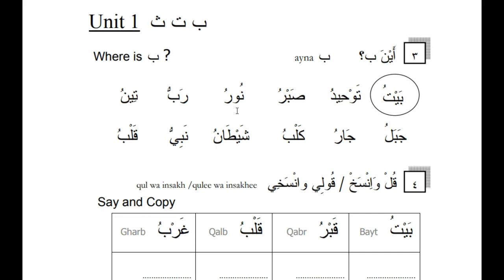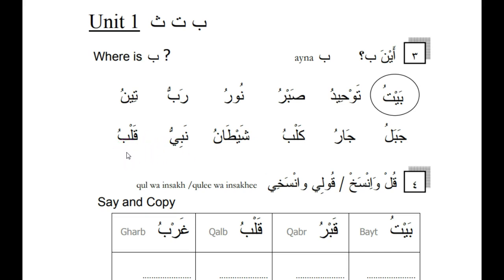Nur. There is no ba. Rabbu. There is ba. Teen. No ba. Jabal. There is ba. Jar. Kalb. Nabi.